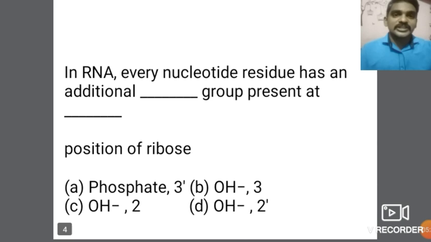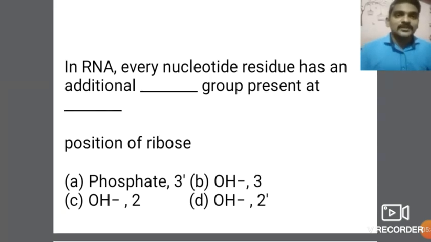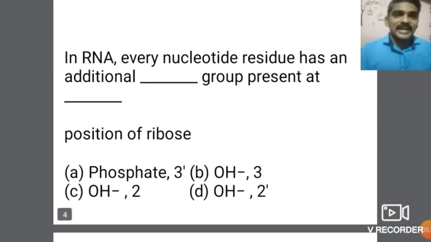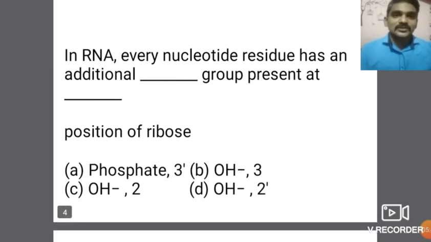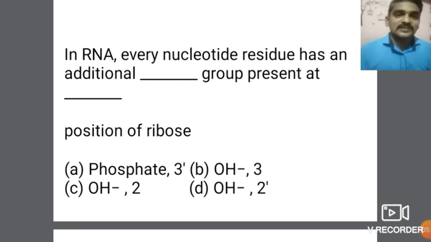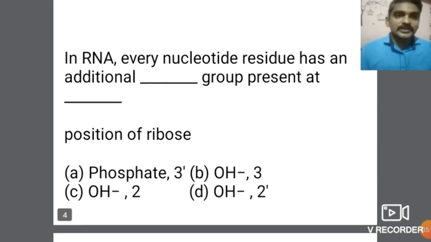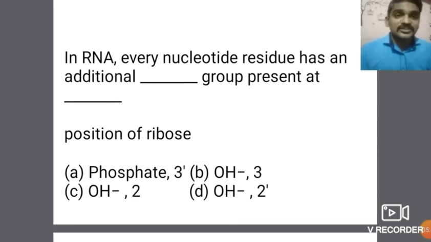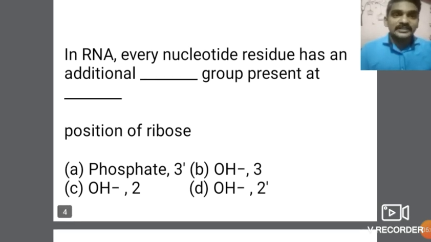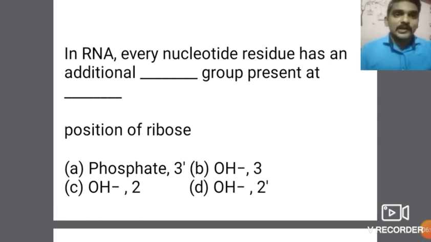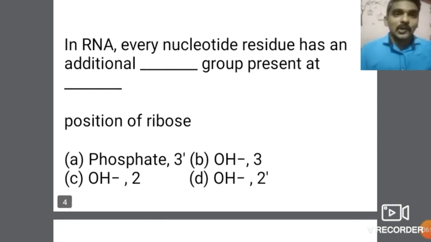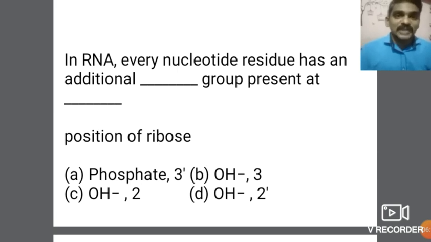If you go to the next question, in RNA, every nucleotide residue has an additional dash group present at dash. So you can easily identify the answer. What is a nucleotide first of all? A nucleotide will have a nitrogen base, as well as a sugar, that is ribose sugar or deoxyribose sugar. In the case of RNA, it is ribose sugar. And also you can find phosphate. All three together are called a nucleotide.